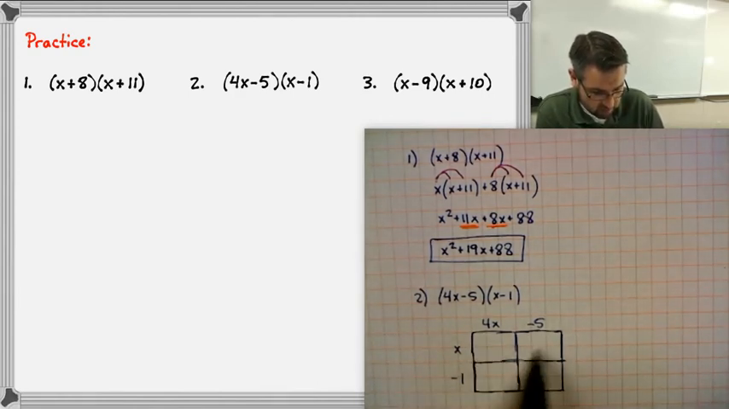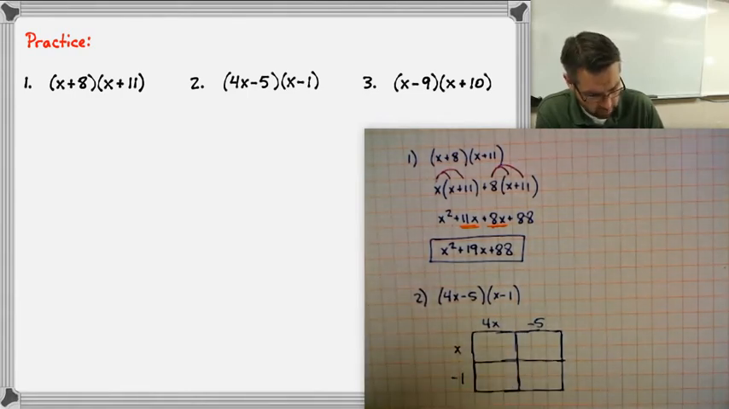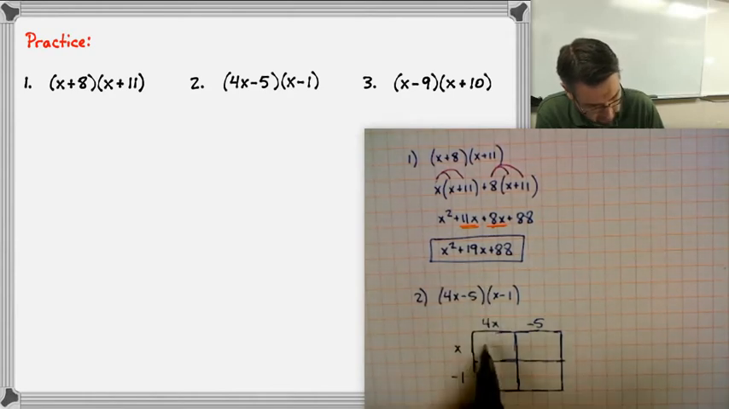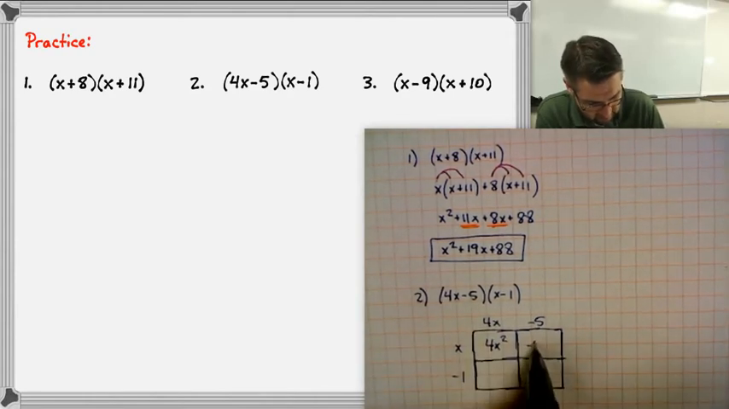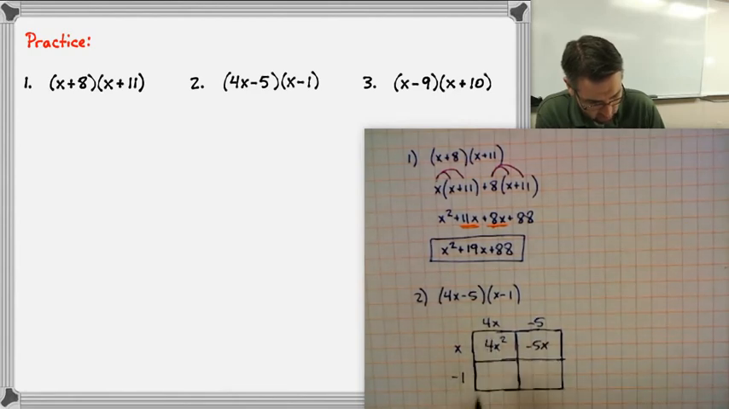We find the area of each rectangle, or like a multiplication chart, x times 4x is what? However you see it, x times 4x is 4x squared, okay? X times negative 5 is negative 5x. And then negative 1 times 4x is negative 4x. And then negative 1 times negative 5 is positive 5.